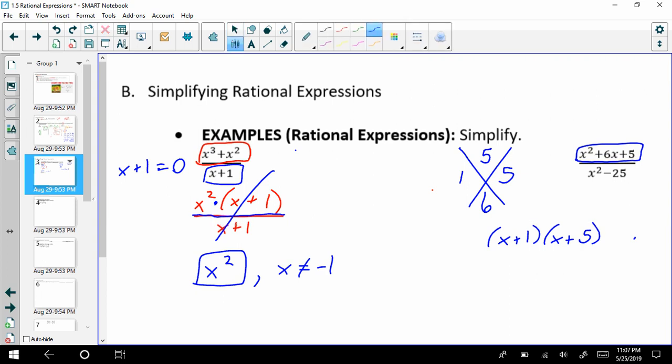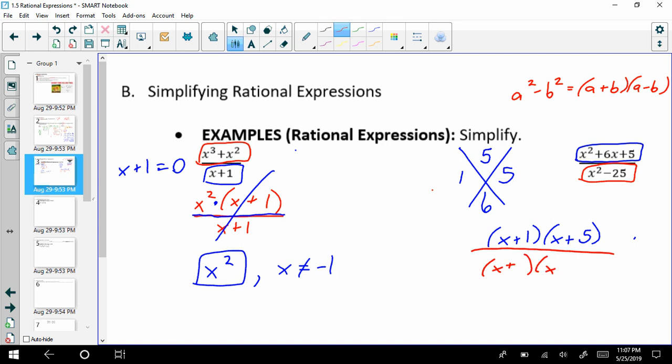Now on the bottom, this is the difference of squares. Remember where we talked about the perfect square and the perfect square? That was this rule that said if I had the perfect squares, it broke up into a plus b and a minus b. So the bottom's really easy to factor. It would be x and x, and I'd have a plus 5 and a minus 5. Now, since I have my division and I'm connected by multiplication, I can cancel the x plus 5s. They would divide out, and I'd be left with x plus 1 over x minus 5.